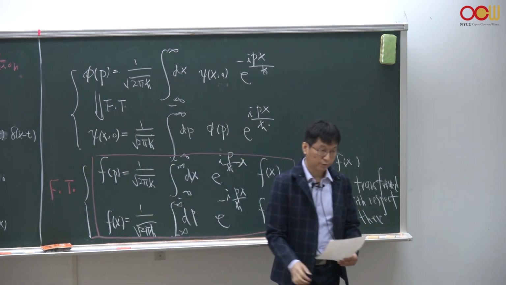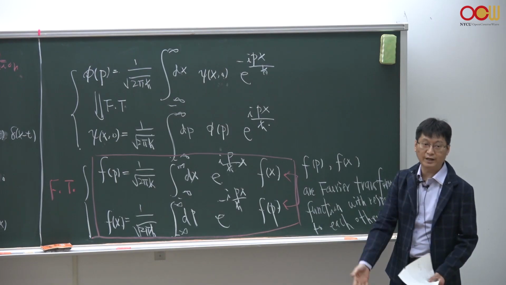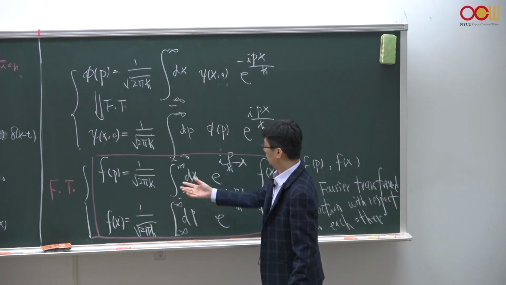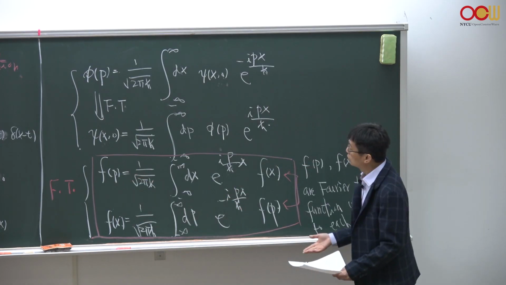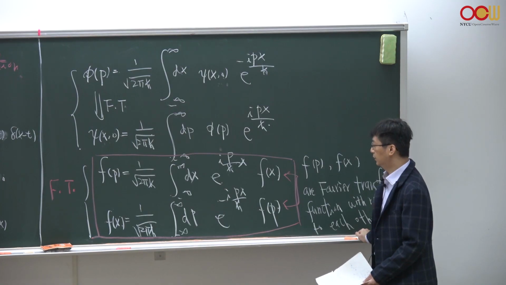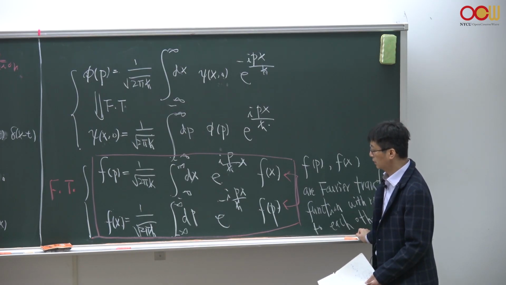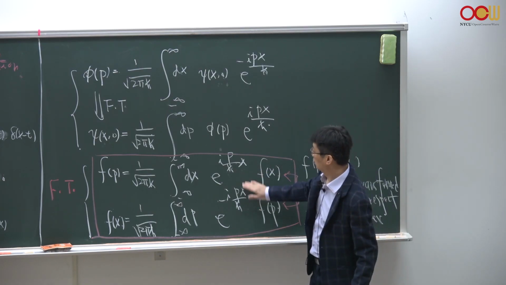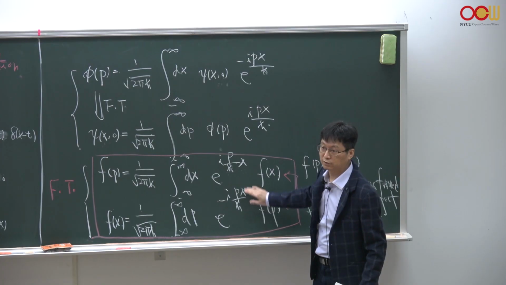Okay, so if you perform the Fourier expansion of any arbitrary function, f of p or f of x, you could very easily show that these two Fourier integrals are conjugate to each other, meaning f of p is a Fourier transformation of f of x and vice versa, and f of x is a Fourier transformation of f of p, and these are their corresponding Fourier integrals.